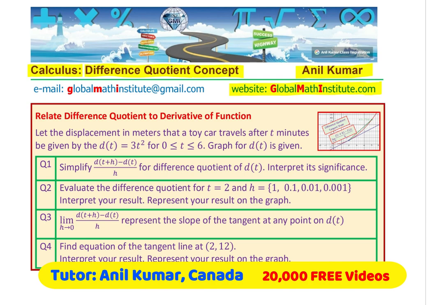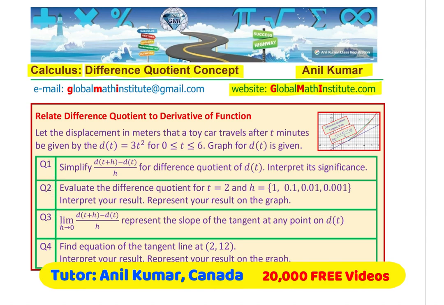For doing so, I have taken a very simple example. With this example, I hope the concepts will be absolutely clear. You can then do more examples to master the technique. The question here is: let the displacement in meters that a toy car travels after t minutes be given by d of t equals 3t squared, for t greater than or equal to 0 and less than or equal to 6. The graph of d of t is given to you.